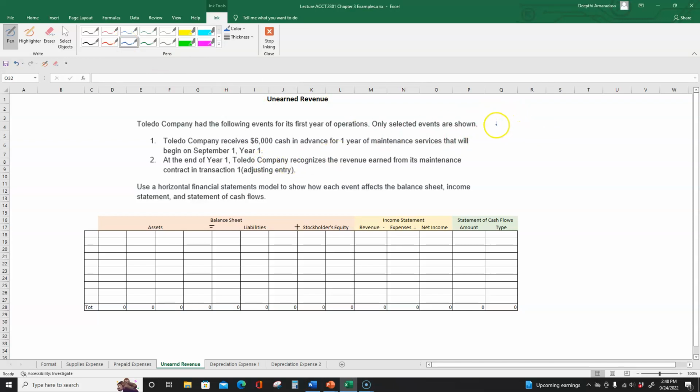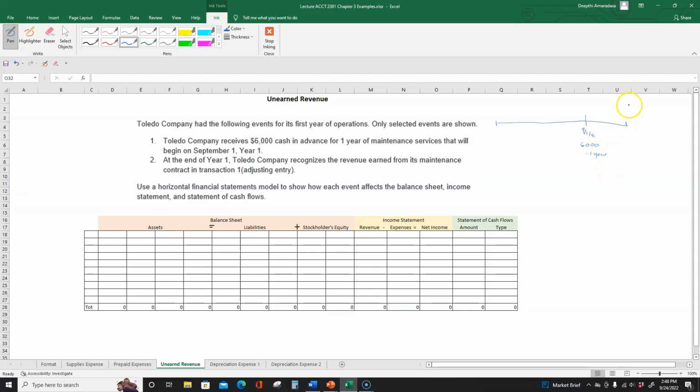Here is a timeline. So this is year 1 for the company. And it says that on September 1st, so September 1st is towards the end of the year, somewhere here, on 9/1 of year 1, the company receives $6,000 cash. And the $6,000 cash is for a 1-year maintenance contract.